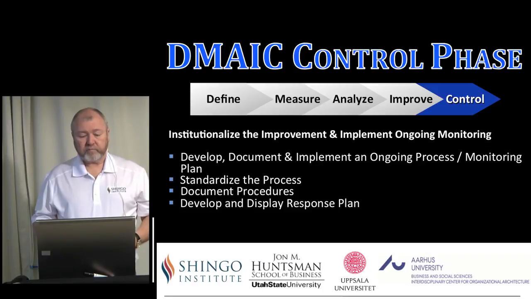So as part of that institutionalization of the improvement and implementation of ongoing monitoring, we develop, we document, and we implement an ongoing process for the monitoring itself. We standardize that process. We document the procedures that we're going to use in the monitoring, and then we develop and make sure that our response plan is visible. So if anything happens to degrade the performance of our new and improved process or our new and improved system or product, then we want to make sure that people know what to do and that they understand the signals that something is going wrong. In other words, develop and display your response plan.